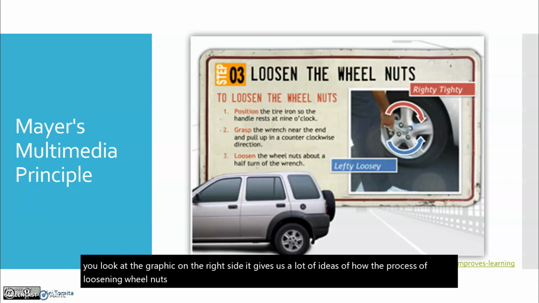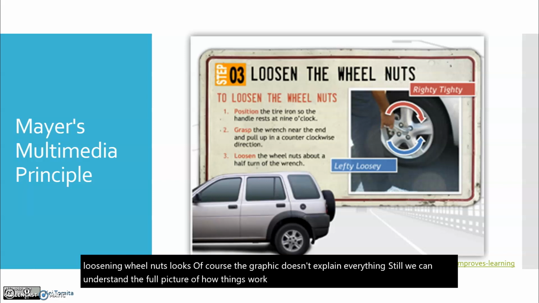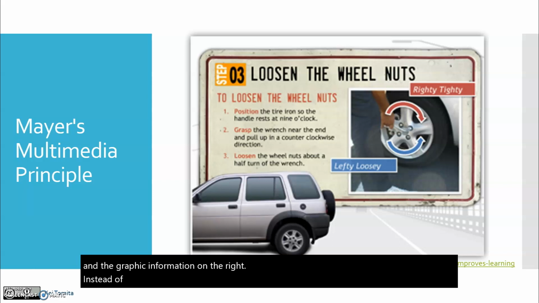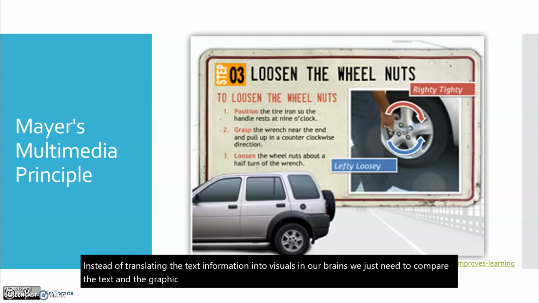Of course, the graphic doesn't explain everything. Still, we can understand the full picture of how things work by combining the text information on the left and the graphic information on the right. Instead of translating the text information into visuals in our brains, we just need to compare the text and the graphic information to make sense of how to do the task.